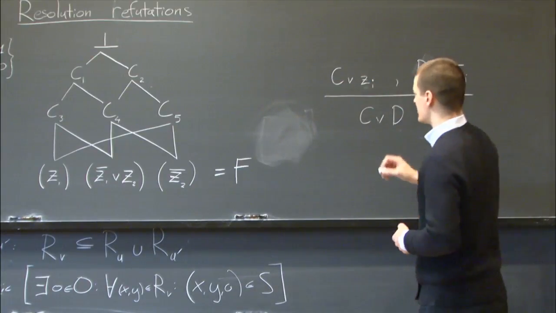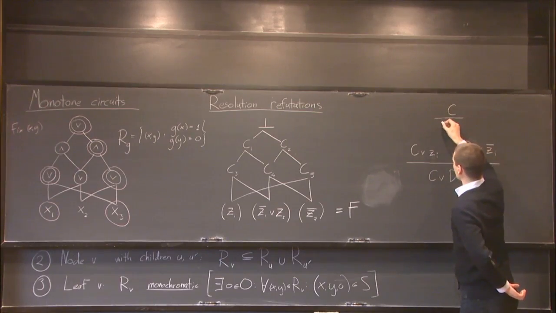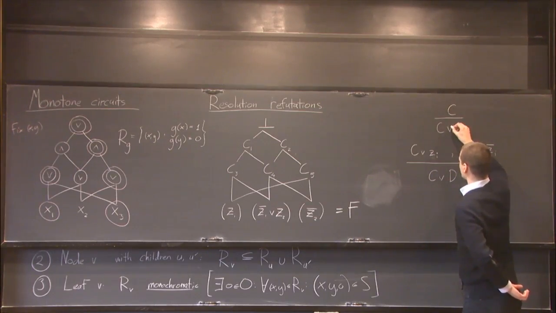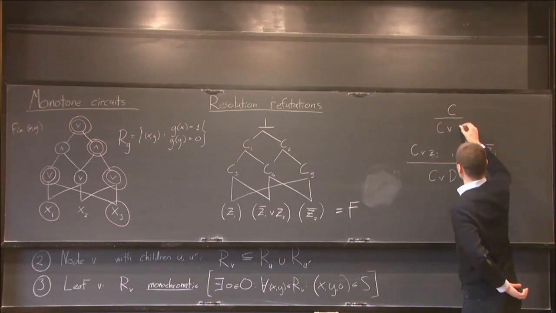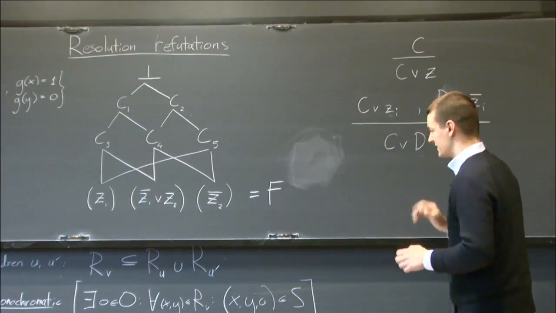I guess I should also mention, as a technicality, sometimes you also allow a rule that is kind of silly, the so-called weakening rule, where from a clause you derive the clause OR some new variable. It's a technicality.